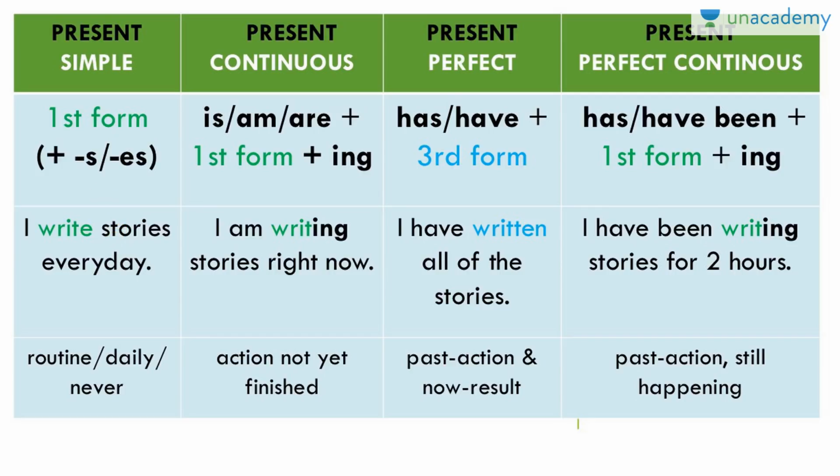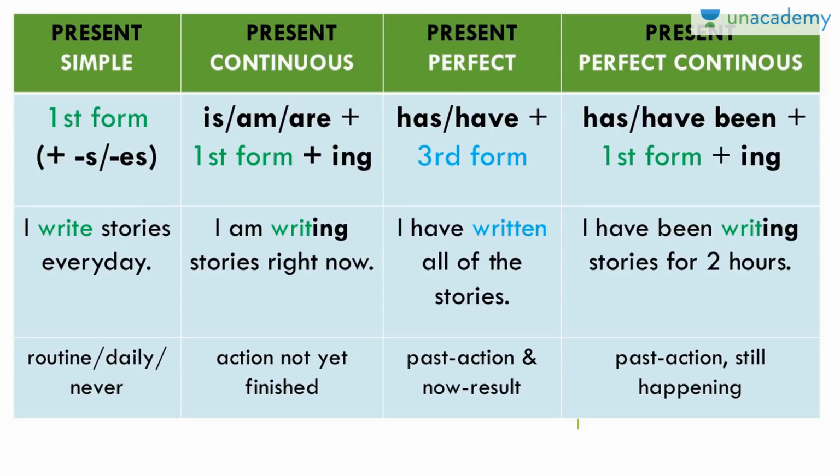Moving on to the next tense, that's the present continuous tense. This one tells you about an action that has been started, but it is not yet complete. So I am writing stories right now. In this case, you'll add an ing at the end of the first form of verb. And these sentences will usually have is, am, or are.